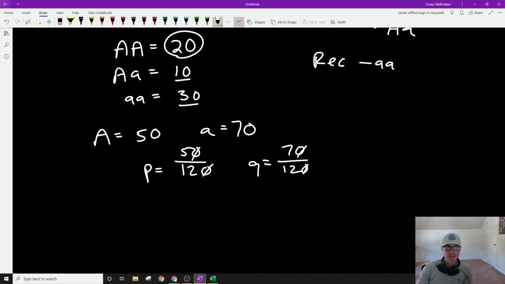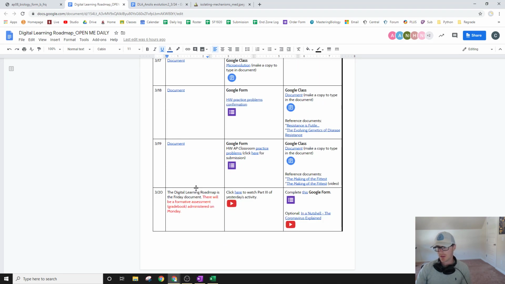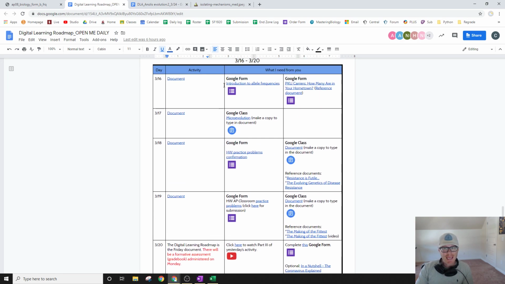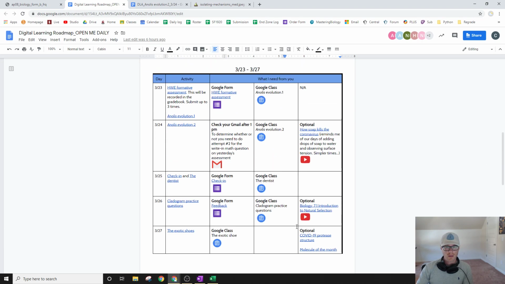I think the activities that are going to be most helpful, if you look at your roadmap, it's all in one place. PKU is going to be helpful. The rock pocket mouse is going to be helpful. That's the Making of the Fittest. The Anolis from that Monday and Tuesday before spring break is going to be really helpful.